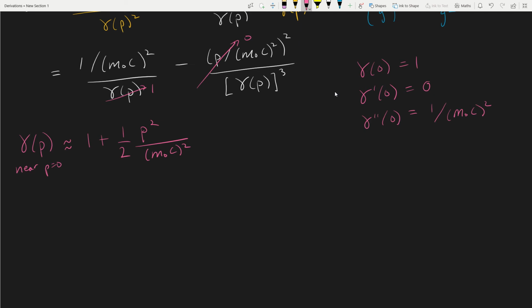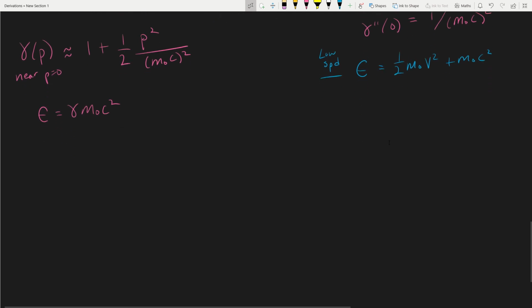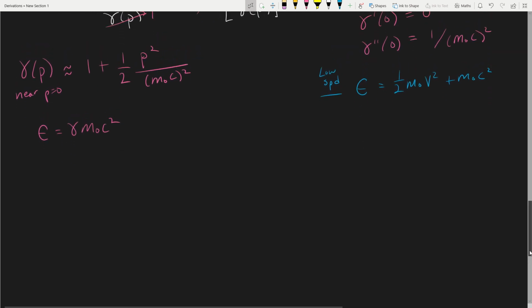Okay, so remember what our energy momentum relation is. It's epsilon equals gamma m naught c squared, and we're trying to show that low speed condition. Remember the low speed, non-relativistic condition is half m naught v squared plus m naught c squared. So let's see if we get that. This is sort of a reverse derivation because I gave you the answer first with our postulate, and we're going to show that it satisfies this low speed condition.